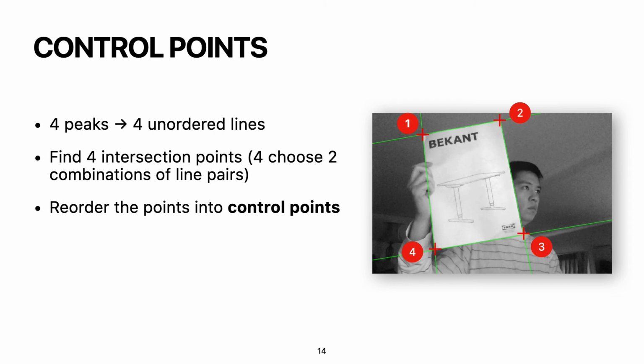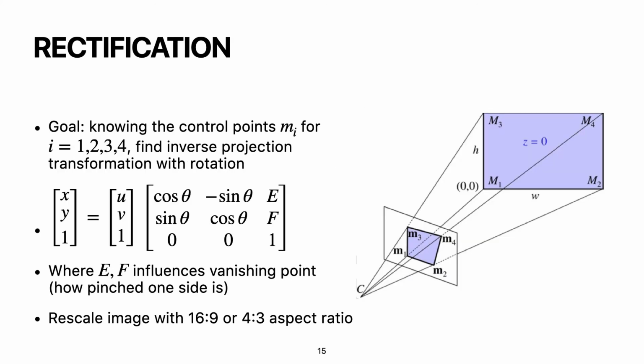These 4 pixels, or peaks, correspond to 4 unordered lines in spatial domain. So we choose a combination of two of the lines and find the intersection. Then for each of these intersection points, we will reorder the points into control points in this order, 1, 2, 3, 4. These control points can then be used as reference to do image rectification.